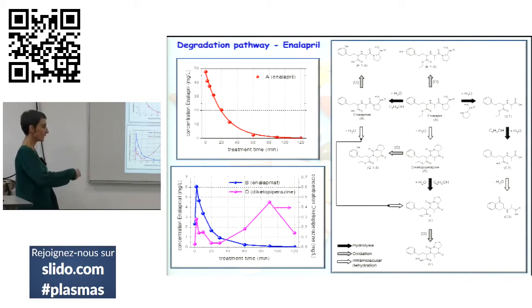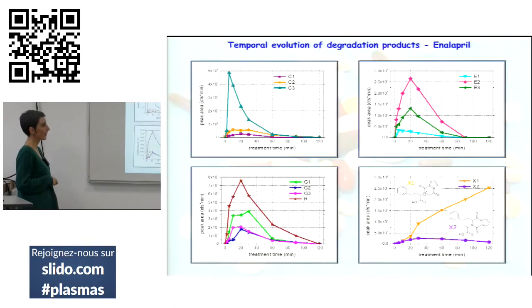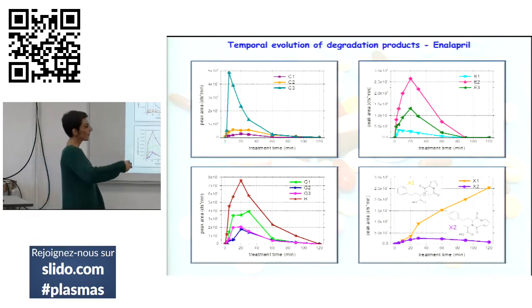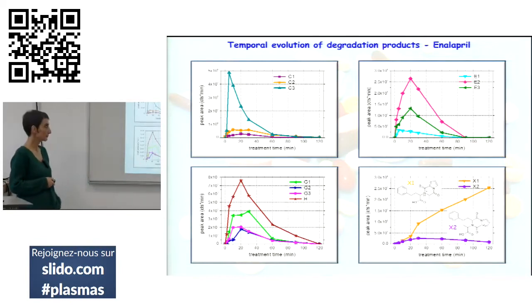This is the case of enalaprilat, and diketo is formed from another source, but then is degraded again. This happens to most of the degradation products. They are formed, as I said, soon after the plasma is started. They reach a maximum, and then they are degraded, and sooner or later they are completely eliminated. But there are also products that are formed later, and they still accumulate in the solution even for long treatment times.